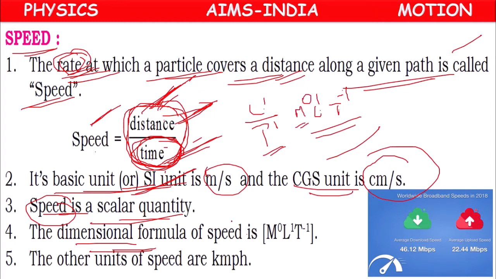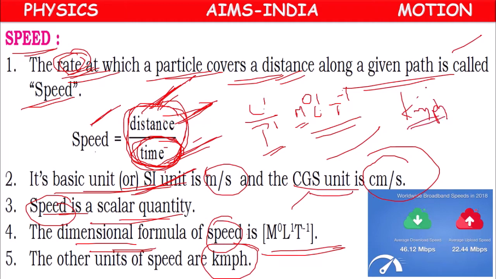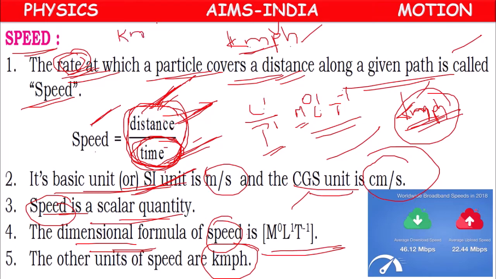So the dimensional formula of speed is M0 L1 T minus 1. The other general unit of speed is kilometer per hour, because for buses and other large vehicles we make use of the unit kilometer per hour. We call it KMPH. KM stands for kilometer, P stands for per, H stands for hour. Kilometer per 1 hour, or we can also write it as kilometer by hour.